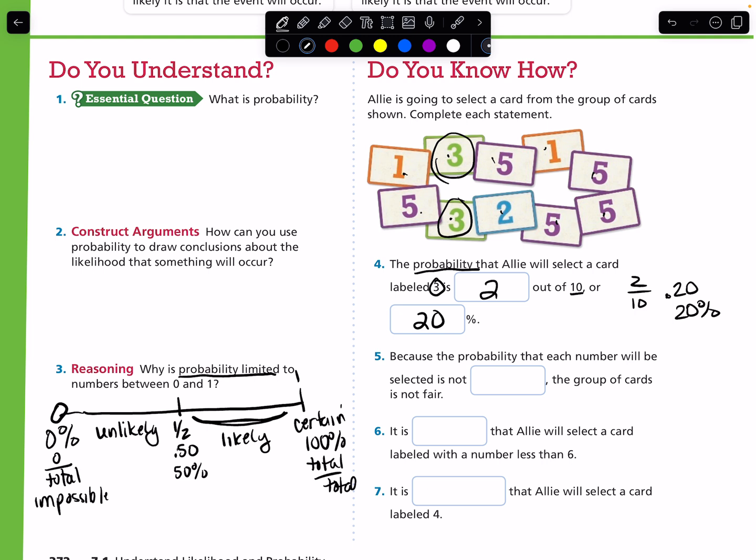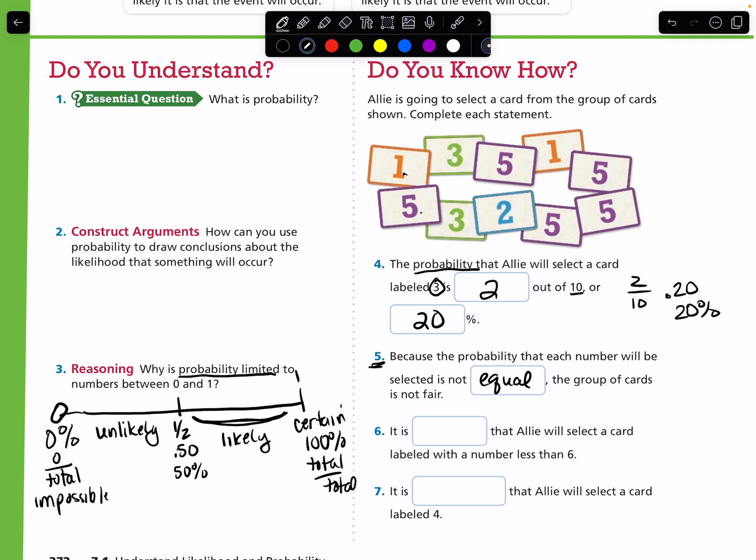Because the probability that each number will be selected, so I'm looking at number 5, is not fair. How can you tell that it's not fair? Because look at how many 5s there are up there. Is that fair? No. There's only 1, 2. So since the probability that each number will be selected is not equal, it's not fair. If every number had the same amount of cards, that's fair, but it doesn't.